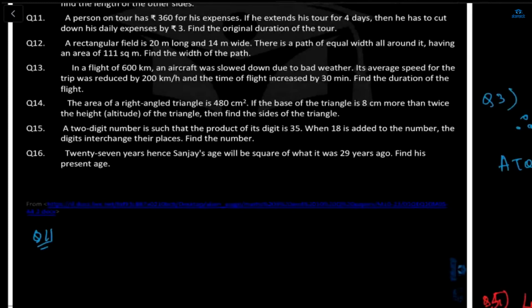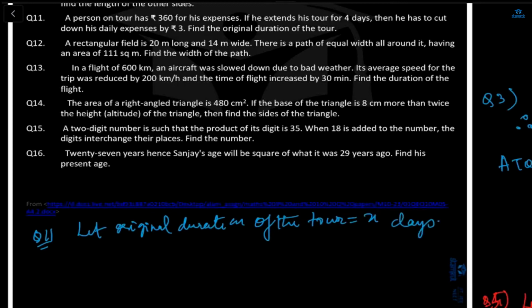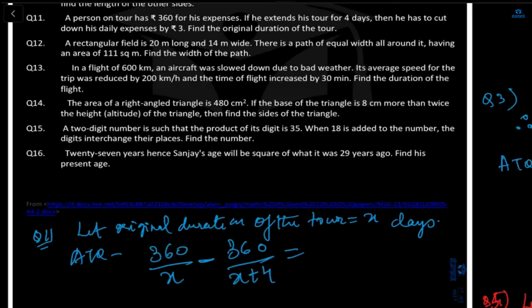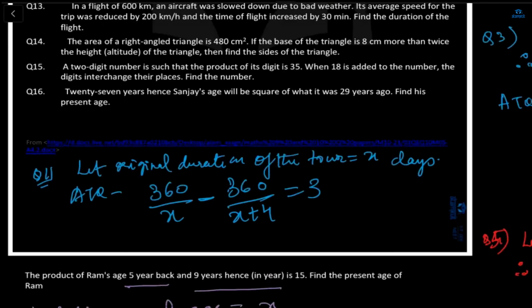Let the original duration of the tour be equal to x days. Understood? Now, according to the question, 360 upon x minus 360 upon x plus 4, since he extended by 4 days, is equal to 3 rupees. Any doubt in this? If you solve this, you will get the equation x square plus 4x minus 480 is equal to 0, and the final answer would be 20 days.